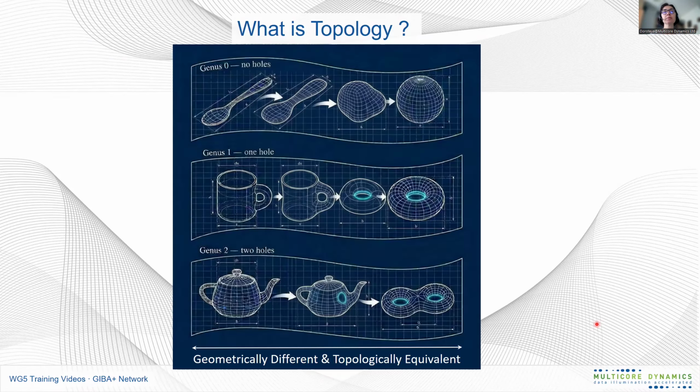This method is rooted in algebraic topology, a very old branch of mathematics dating back to the 1700s, when mathematicians were trying to describe properties of objects that are preserved under continuous deformation, like the one shown here in the middle. So albeit a coffee cup and a donut are geometrically different objects, they're topologically equivalent and can be described with a single hole. On the other hand, a spoon, which has no holes, or a teapot, which has two holes, are topologically different objects. Why is this important?